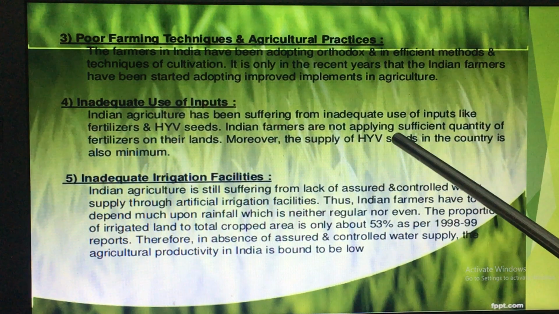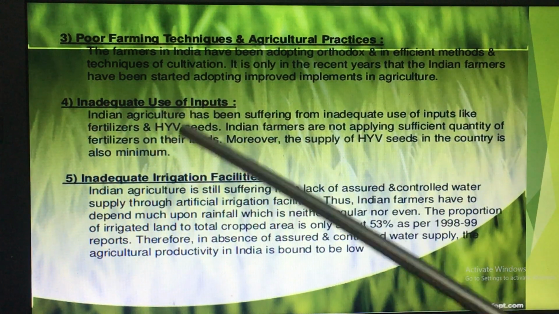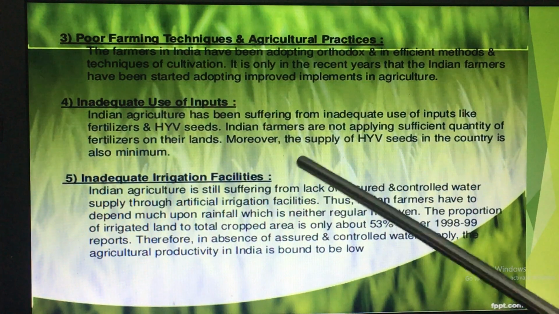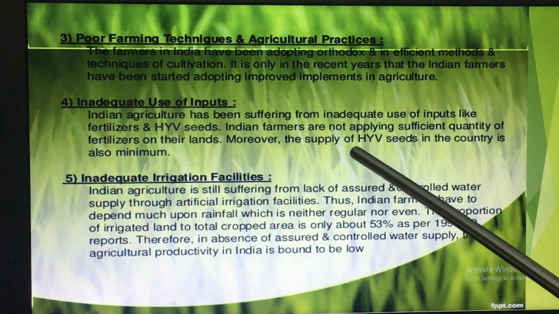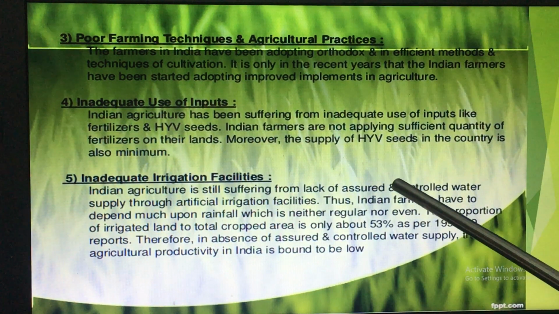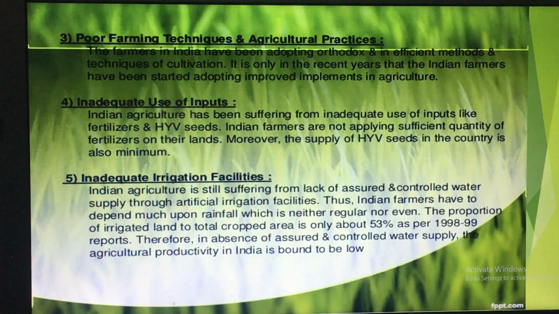Indian farmers are not applying a sufficient quantity of fertilizer on their land. Moreover, the supply of HYV seeds in the country is also minimal. Indian farmers are still applying seeds of indifferent quality. They do not have sufficient financial ability to purchase good quality high yielding seeds. So the farmers are unable to buy high yielding seeds and good quality fertilizer due to the financial problems faced by them.